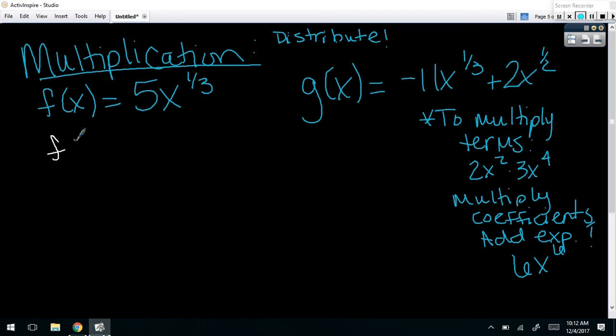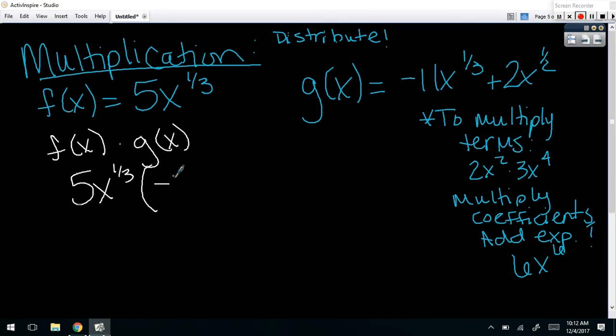Let's multiply these two. Let's say we want to do f of x times g of x. You do the same thing: you add your exponents and multiply your coefficients. So it's gonna be negative 55. But look, I have to distribute.